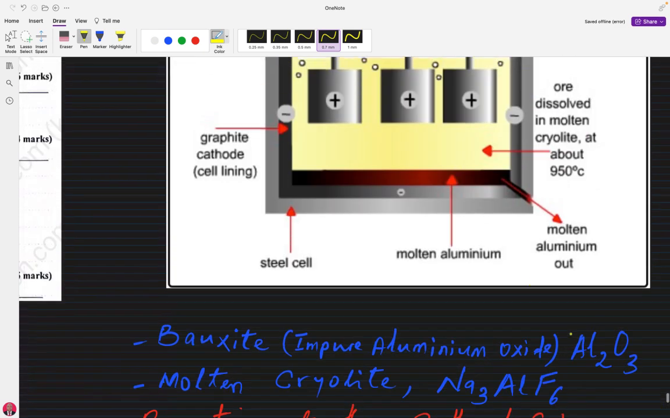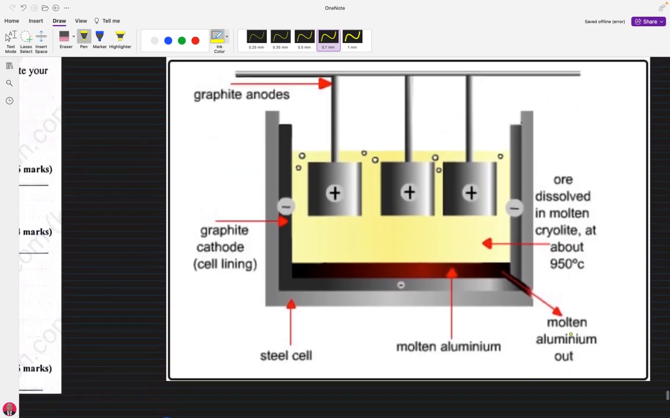Once more, look at it here. The anodes are graphite blocks that are lowered into the electrolyte. This is the electrolyte here, you see the electrolyte here in yellow. And then the anodes. The anodes are the carbon blocks that are lowered into this electrolyte. These are the anodes.